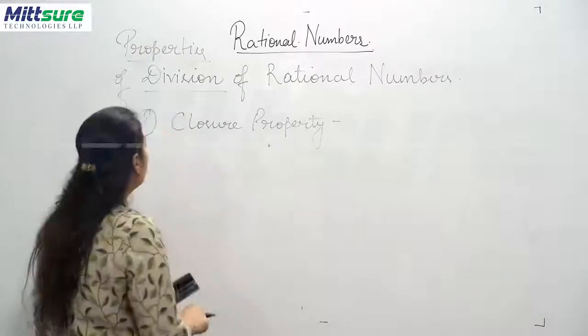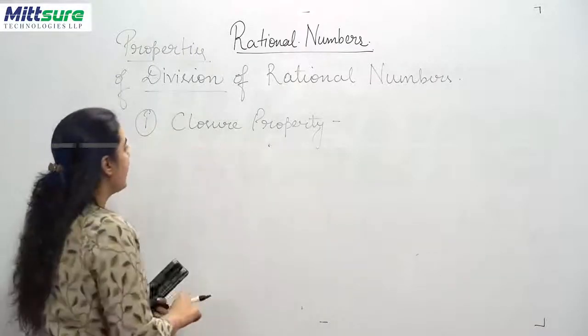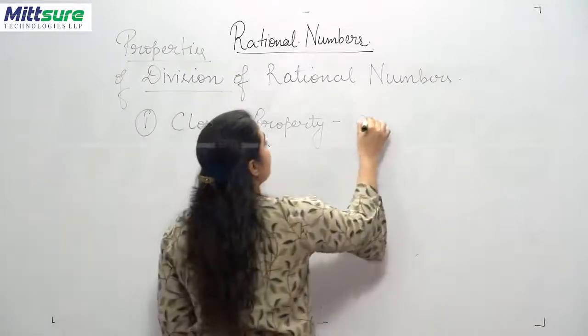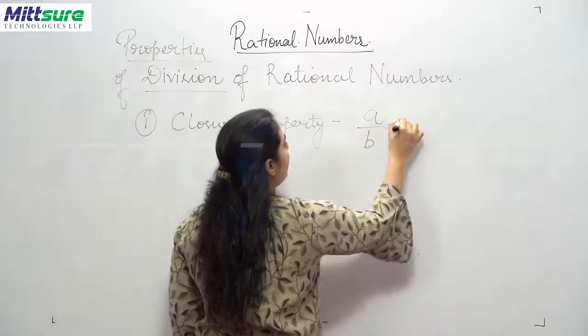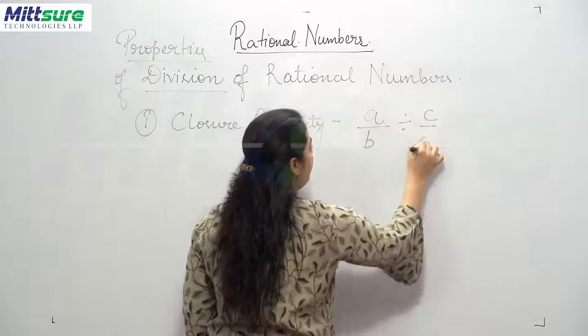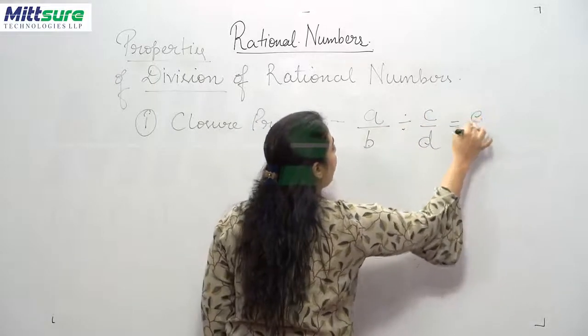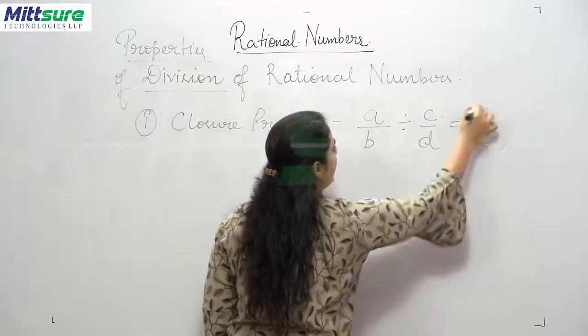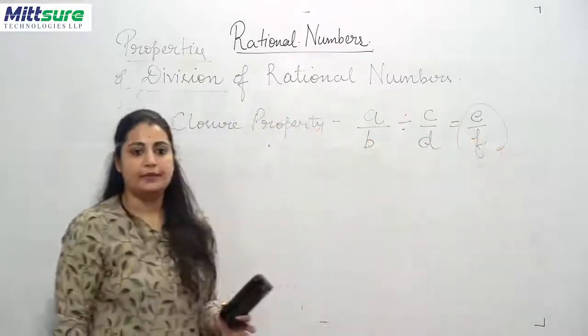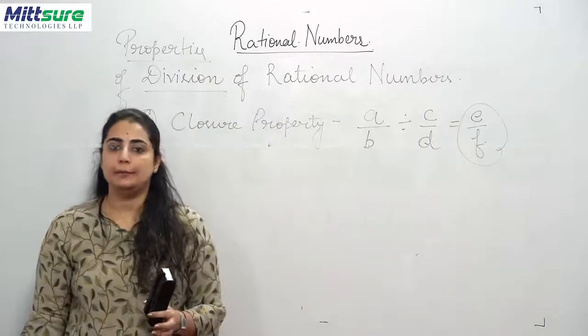Okay? So, the closure property says that if suppose A upon B is divided by C upon D, whatever you get as E upon F is also a rational number. It is also a rational number. Clear?